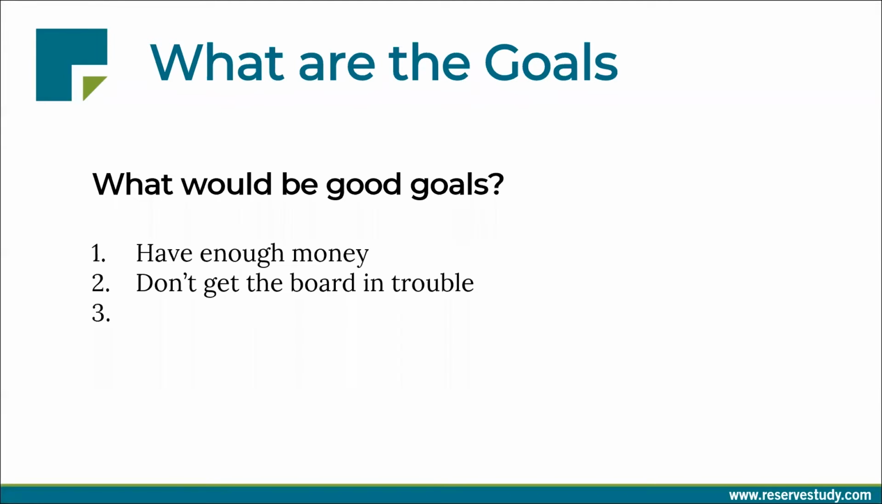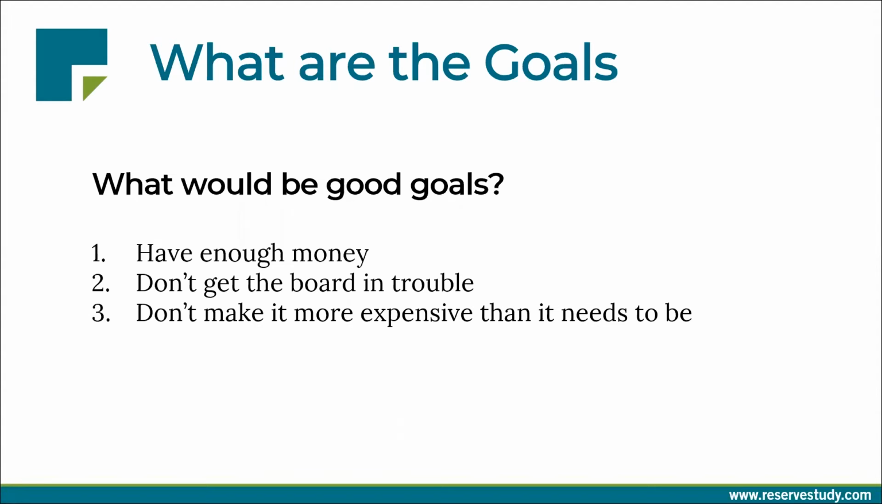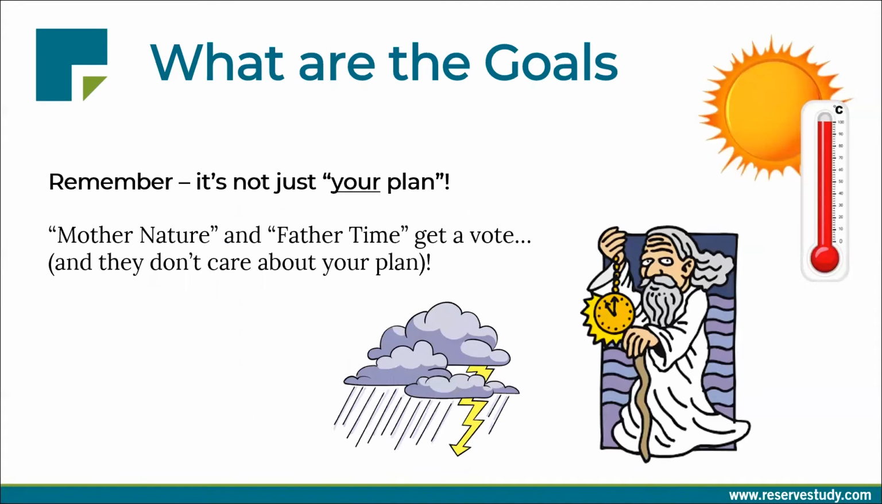That's a little bit like we said a moment ago with National Reserve Study Standards. Have it be fiscally responsible. So the board can stand on firm ground. And then how about a goal is don't make it more expensive than it needs to be. So let's have the money. Let's have it be a responsible plan. And let's have it be good for the homeowner. So it's looking at kind of three different things here. And one very important point that I want to remind you of is that it's not just your plan.